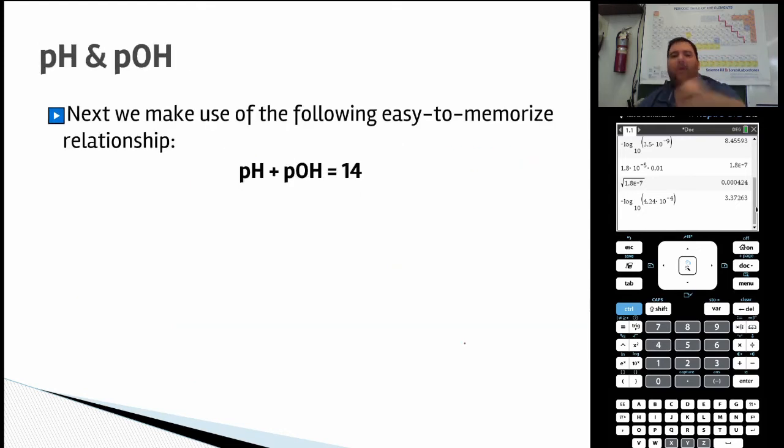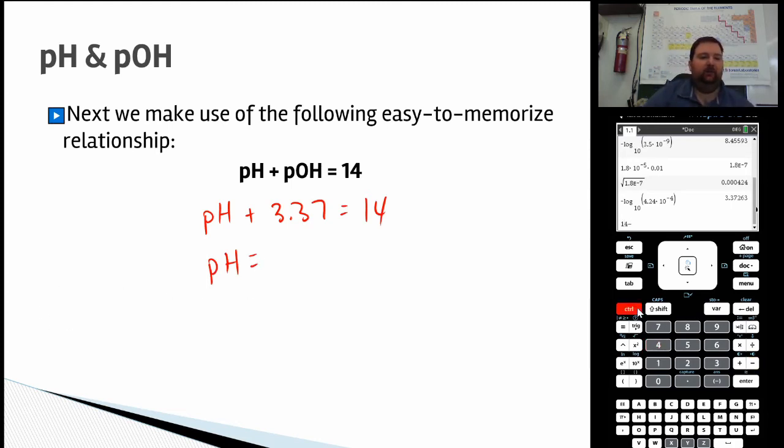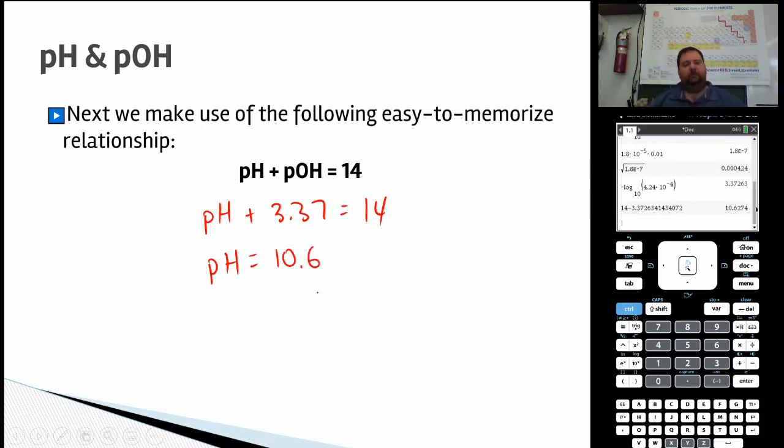So what does that mean? Well, we can make use of this simple relationship, which is that our pH value and our pOH value is equal to 14. We don't know the pH value, but we do know that the pOH value is 3.37. And these have to add up to equal 14. So what does that mean that pH is equal to? 14 minus 3.37. 14 minus our pOH value is 10.6. pH value of this is 10.6.